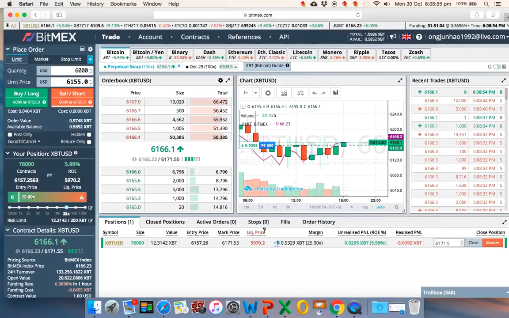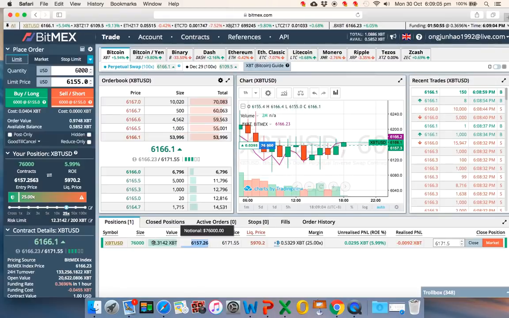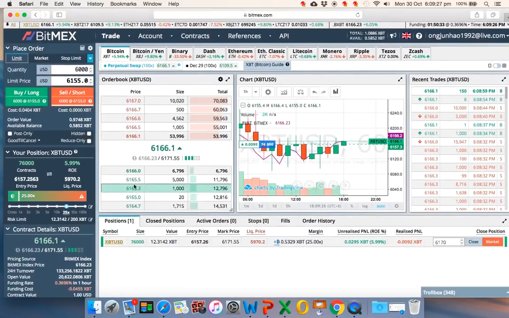So let me show you an example. So assuming I bought the contract at 6157 and I purchased 12 Bitcoin worth of this contract. Okay, so I purchased 12 Bitcoin. So assuming I want to close it, so I find the price, I'm going to close it. So I'm going to close it at 6170. Okay, so I press close. So it's going to appear in the order book later when it's closer to it.